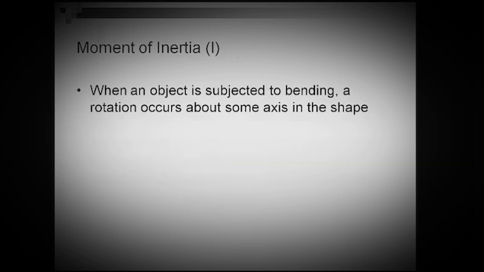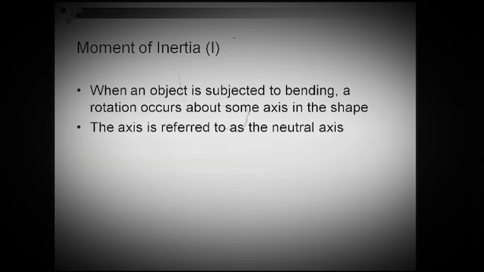So when an object is subjected to bending, a rotation occurs about some axis in that shape. This axis is referred to as the neutral axis. That's why the first lecture was so important for us to learn how to find the neutral axis of a given object, because we will be using this neutral axis to build on other information, such as the moment of inertia, and later on the section modulus, which we will be introducing to you as well.